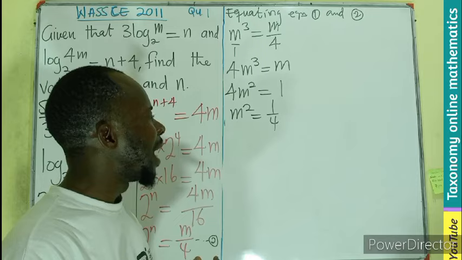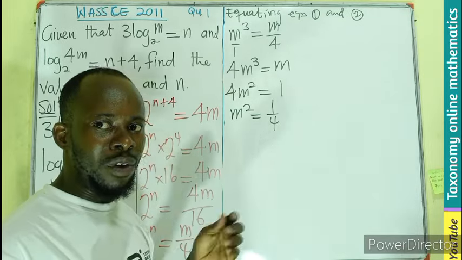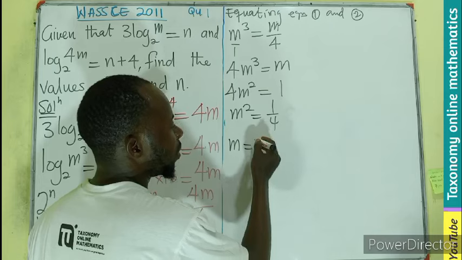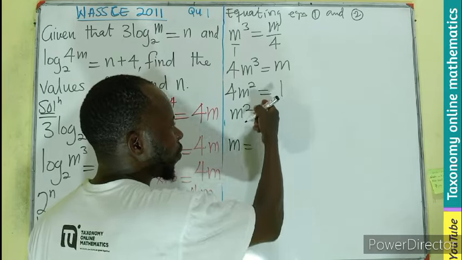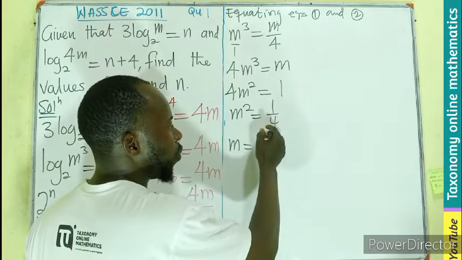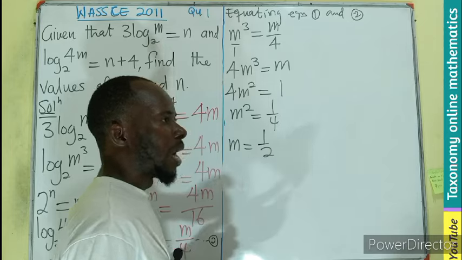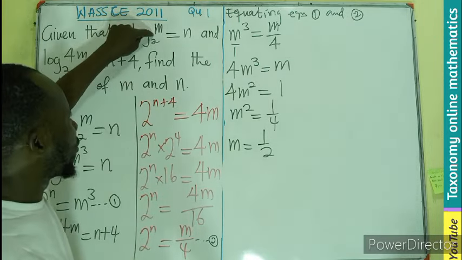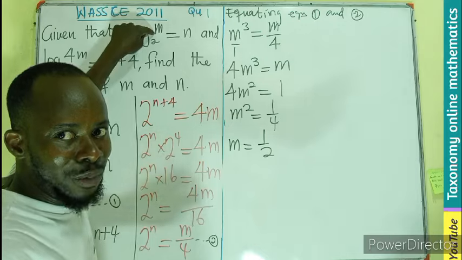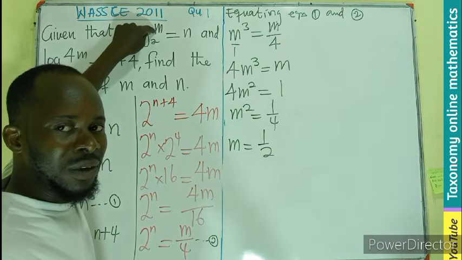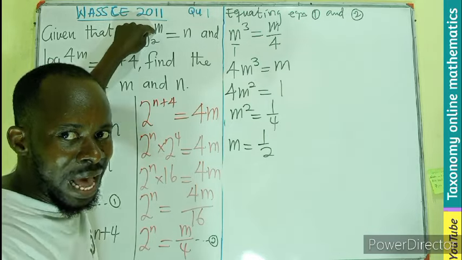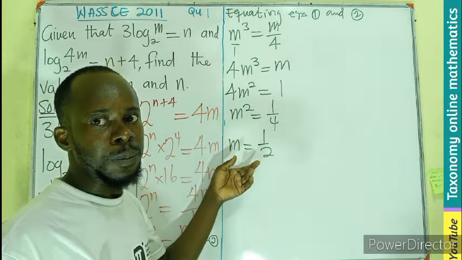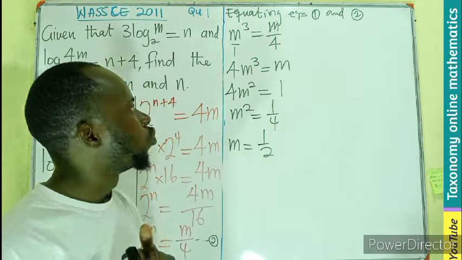So what do we need? We need m. So we find the square root of both sides, meaning m will be equal to plus or minus the root of this, which will be 1 over 2. Plus or minus. But let's see whether we need a negative. The argument is m, so we cannot have a negative number as the argument. So we discard the negative and pick the positive. So m is 1 over 2.